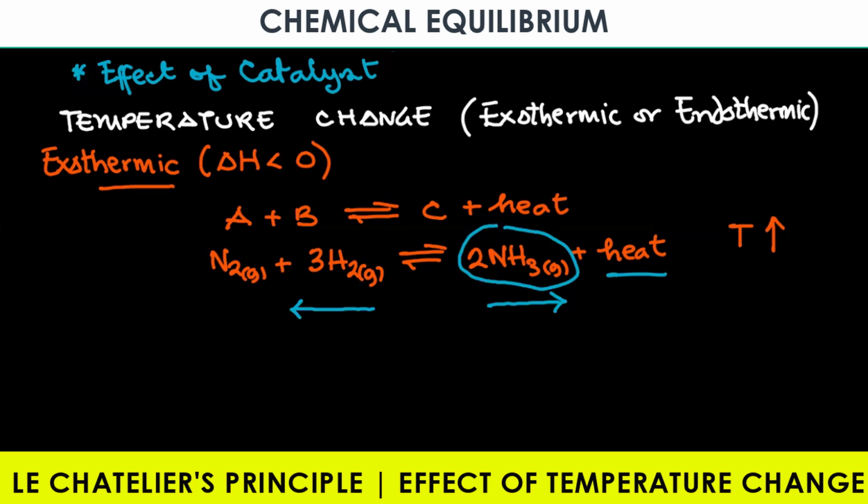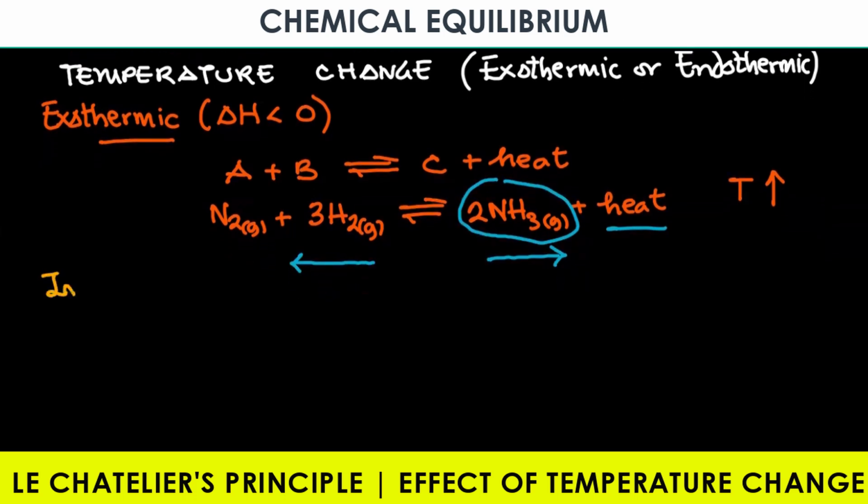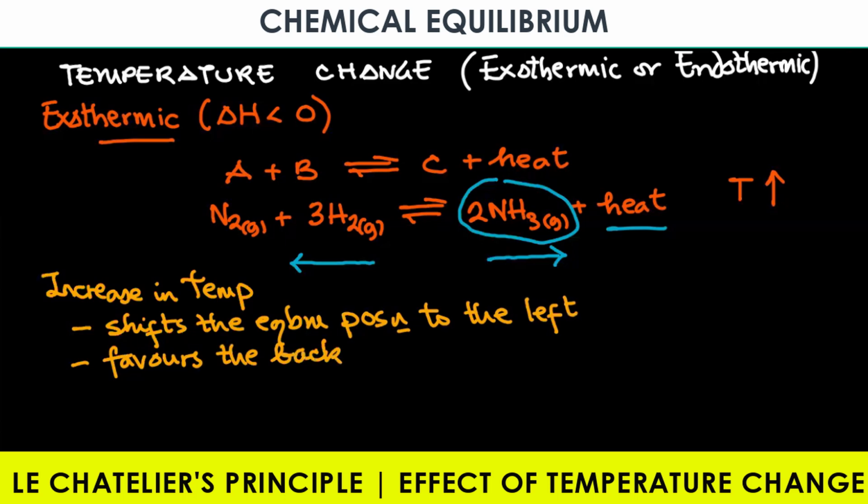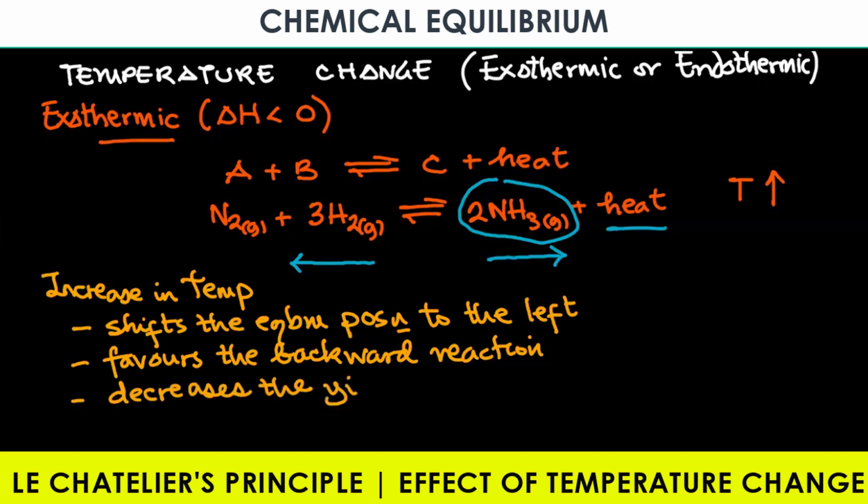Are we together? Good. So let's put down some notes. Increase in temperature of an exothermic reaction shifts the equilibrium position to the left, favors the backward reaction, and decreases the yield of the product.